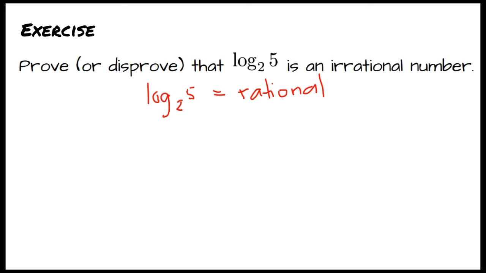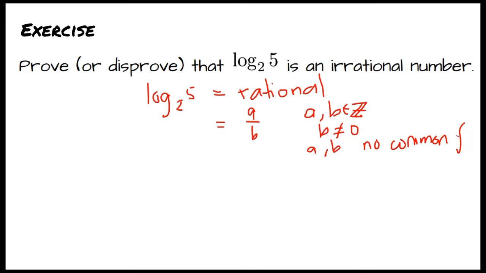And if you recall, the definition of a rational number is that it can be written as a ratio a over b, where these numbers are, say, integers, and b should not be 0, and a and b have no common factors other than 1.